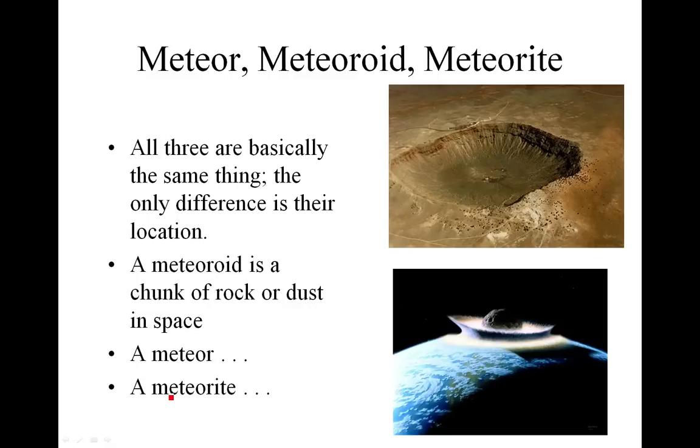Next up are meteors, meteoroids, and meteorites. They're all three basically the same thing. The only difference is their location. A meteoroid is a chunk of rock or dust in space.